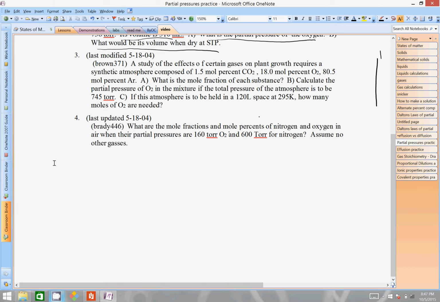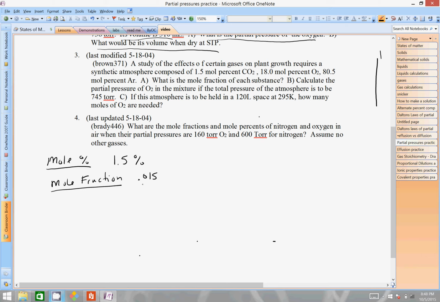Now, the idea of mole percent isn't as common as a mole fraction. Not sure why. A mole percent is based off a fictional 100, so 1.5 mole percent is like 1.5%. If you had a fictional 100, it would be 1.5, and the mole fraction is just move over 2 spots, 0.015. So all the mole percents add up to 100: we got 1.5, 18, 80.5, all up to 100. Whereas mole fractions always add up to 1. So they're basically the same thing.